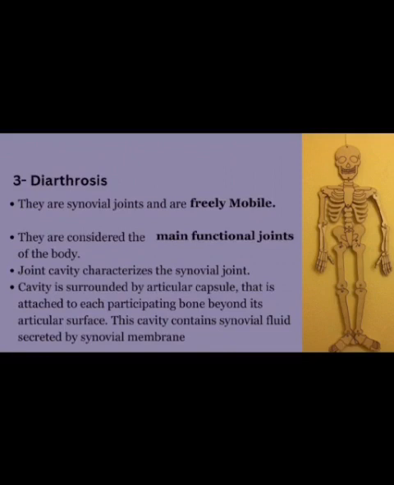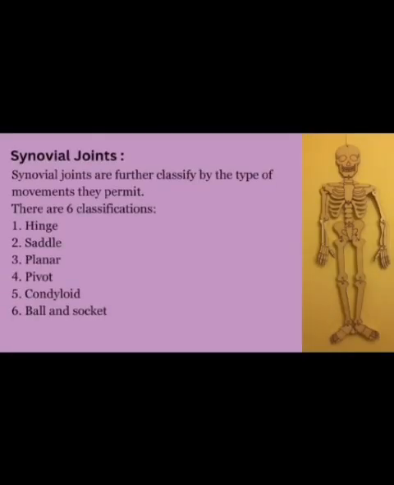Coming to the third type, diarthrosis. They are synovial joints and freely mobile joints. They are the main functional joints of the body. They have a joint cavity which has synovial fluid in it. Synovial joints are further classified by the type of movements they permit. There are 6 classifications: 1. Hinge. 2. Saddle. 3. Planar. 4. Pivot. 5. Condyloid. 6. Ball and socket.